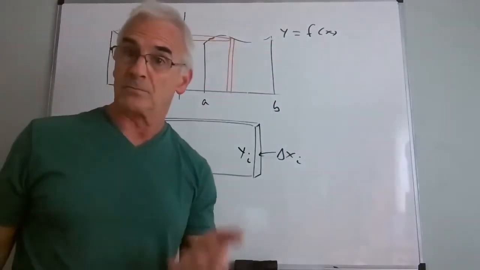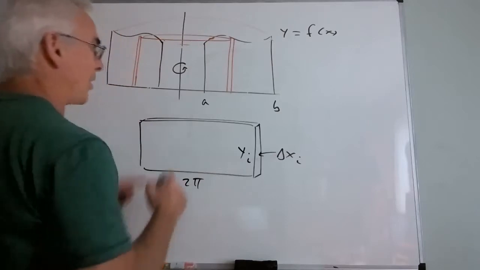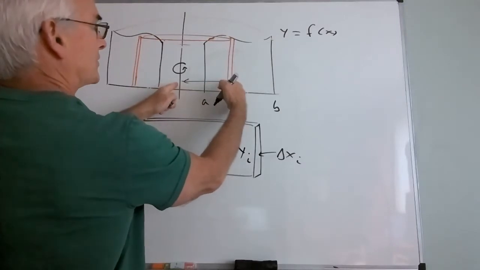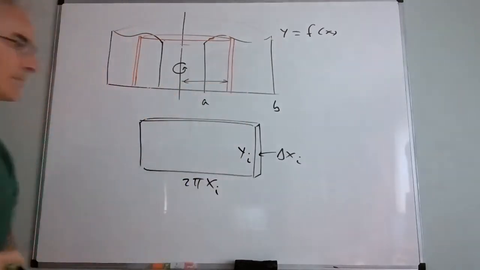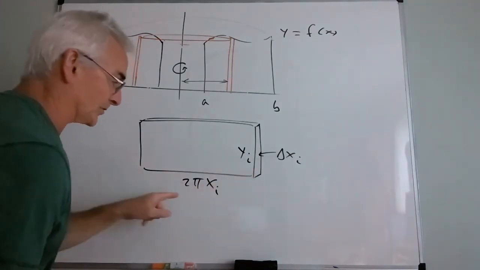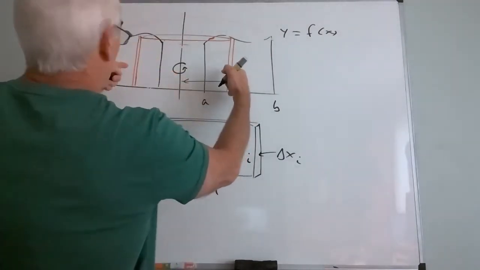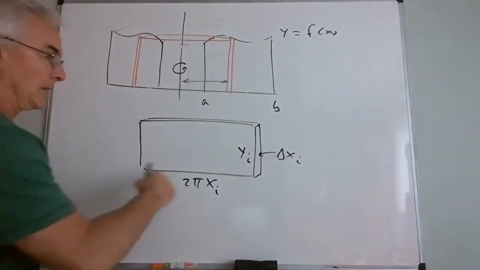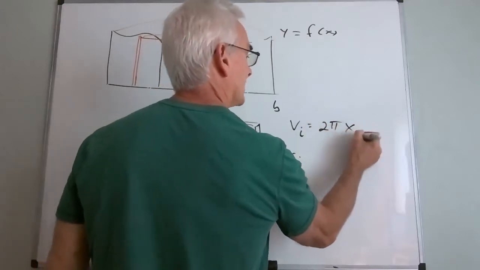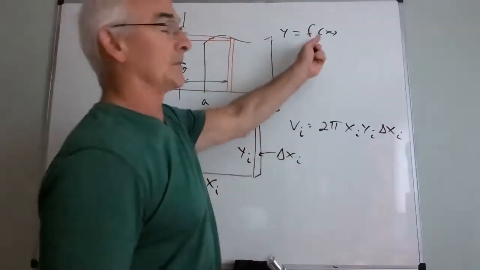Oh, and is the circumference 2 pi r? So this length is 2 pi, but what's r? r would be from the center to here. That's just the x distance. So 2 pi times the radius would be from the center to the outer edge. That would be my x, not all the way across. No, that would be the diameter. So then the volume of this ith slice is 2 pi x_i y_i delta x_i. So at some point I would swap out y_i for f of x probably.